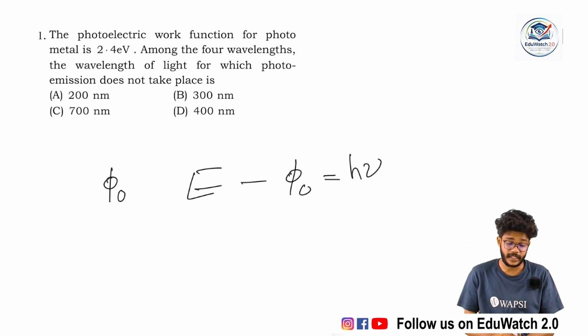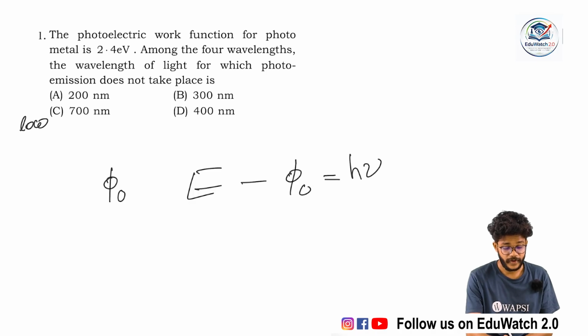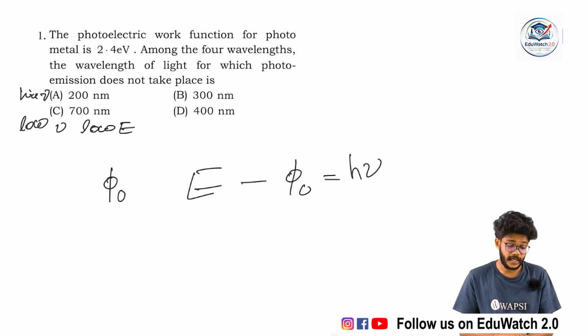Below that energy, 2.4 electron volt, we can't observe any kind of photoelectric effect. So which wavelength will not give any photoelectric effect? The higher the wavelength, the lower the frequency, and the lower the energy, so photoelectric emission will not happen. By logic we can assume that 700 nanometer is the wavelength that will not give it, because it has low frequency and so low energy, and 200 has high frequency and high energy. So option C is the correct answer, but we can also calculate it.